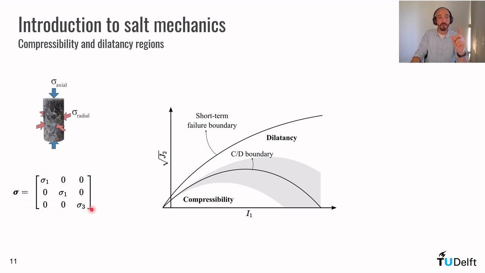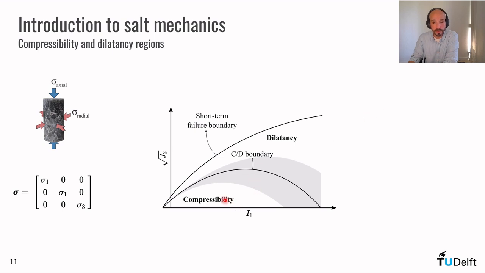And once we know the stress, we can come into this graph here and compute the first stress invariant of this stress tensor. We can compute J2. We can think of these quantities as the mean stress and the von Mises stress, for example, because they are proportional. And once we compute these two values, this will give a point on this graph. This point can be here, it can be here, it can be here, or it can be here, for example. And the salt rock will behave differently depending on where we are.